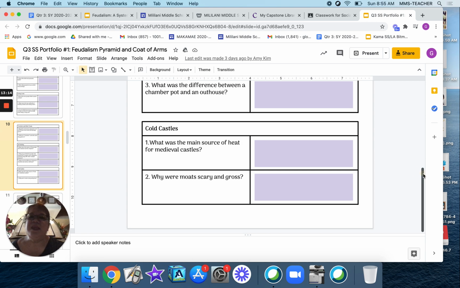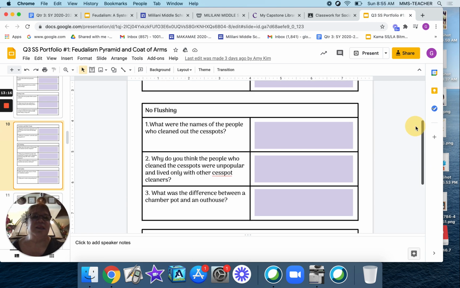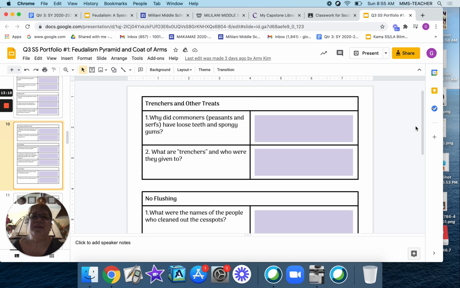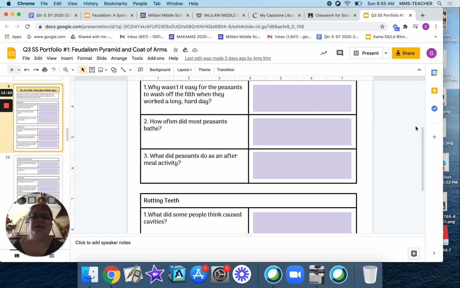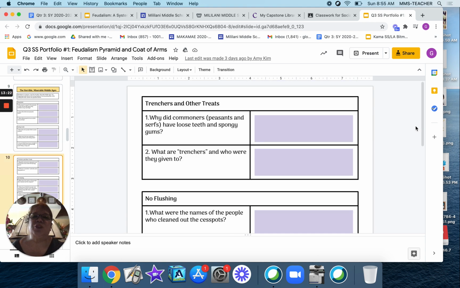Okay, then on the next slide. Okay, the topic is on trenchers and other treats. Why did commoners, which were the peasants and serfs, have loose teeth and spongy gums? Question number 2. What are trenchers and who were they given to?